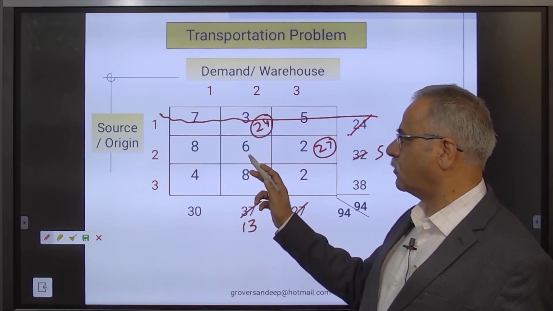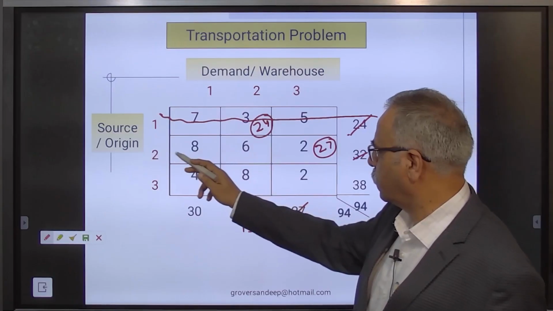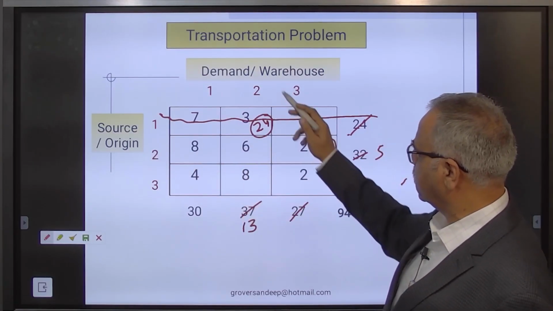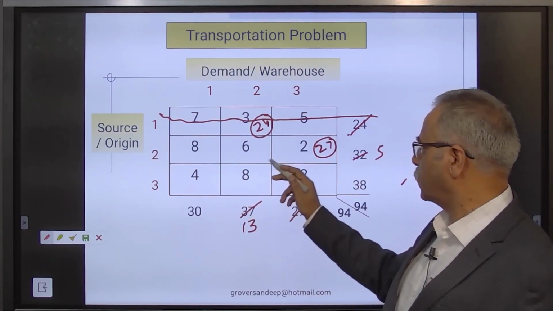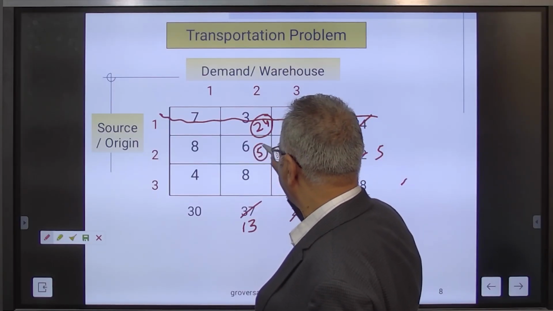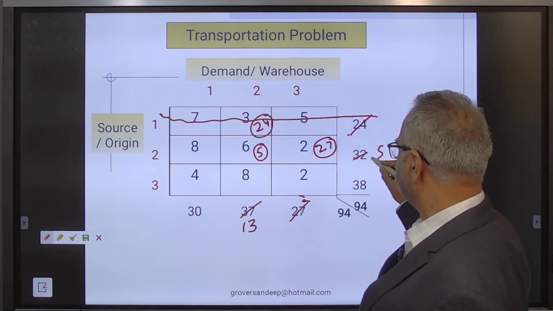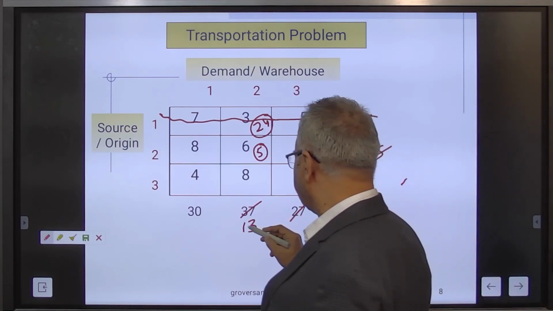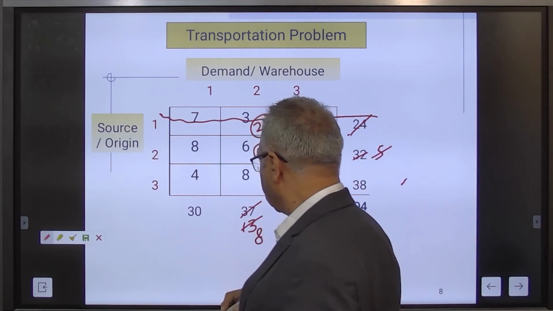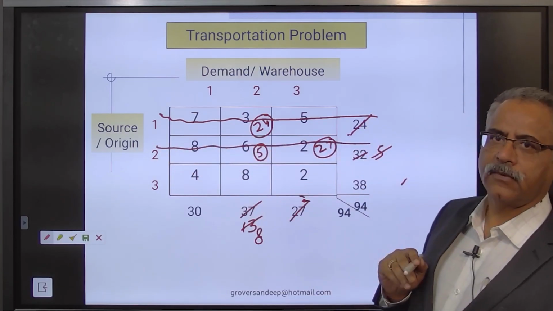So, I will see how much can be allotted here. Here I can allocate: from the origin 5 is the capacity, and for the warehouse 13 is the capacity. So, the minimum is 5 out of these 2. So, I can allocate 5 units here, fine. Once I allocate 5 units, this is exhausted and you are left with 8 over here. So, that means row number 2 is now over, fine.